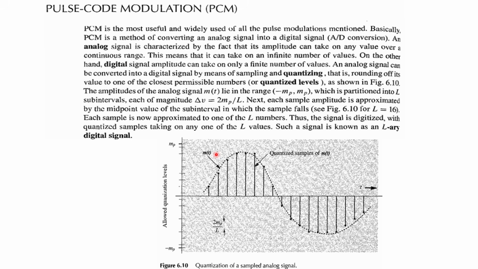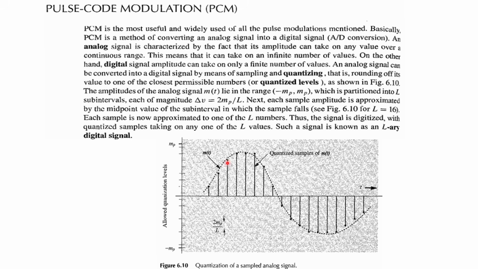Okay, so here is the final PCM. PCM is the most useful and widely used of all the pulse modulations mentioned. Basically, PCM is the method of converting the analog signal to digital, right? Whatever we discussed before, like PAM and PWM, are not examples of digital communication. This is the first, basic digital communication technique, right? So here you can see that the signals are now purely in digital format.